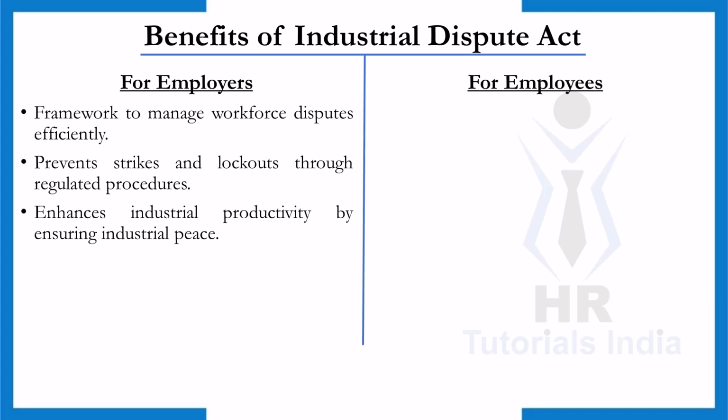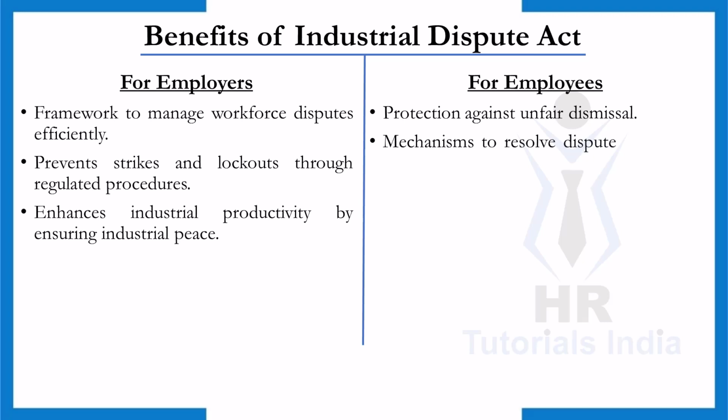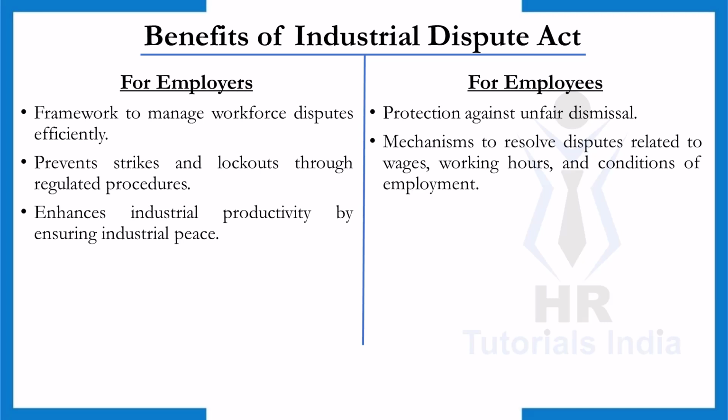For employees, this Act safeguards employees from being terminated without just cause or due process. This protection ensures that workers cannot be dismissed arbitrarily and have recourse if they believe their termination was unjust. This Act sets up processes for employees to raise and resolve issues concerning wages, working hours, and overall working conditions. These mechanisms help maintain fair treatment and prevent exploitation.